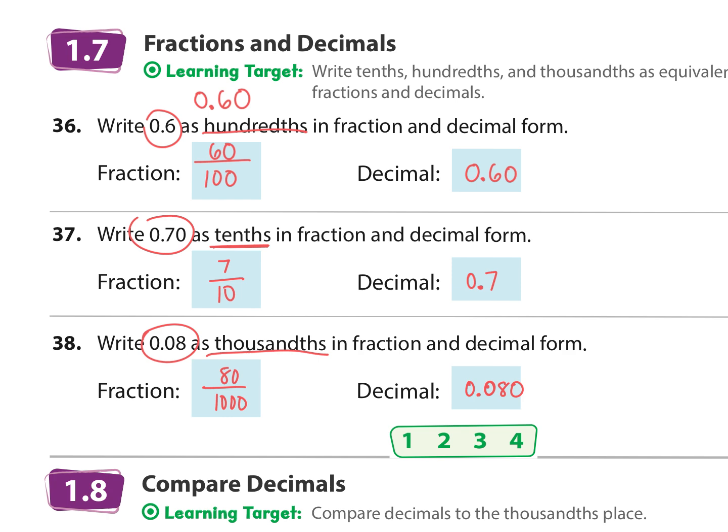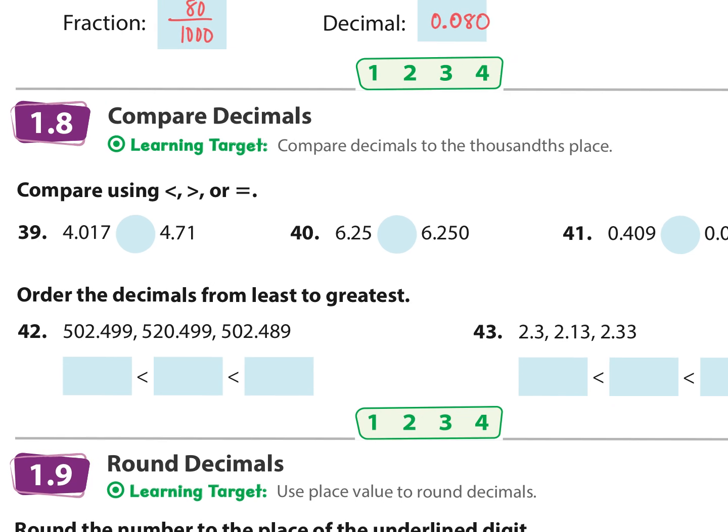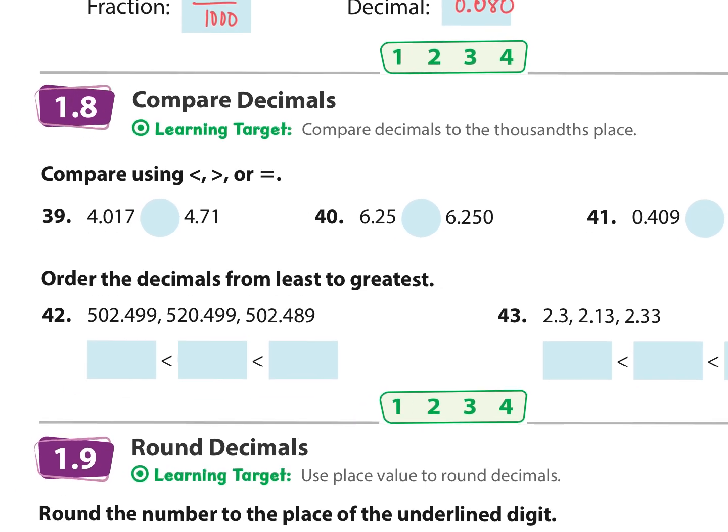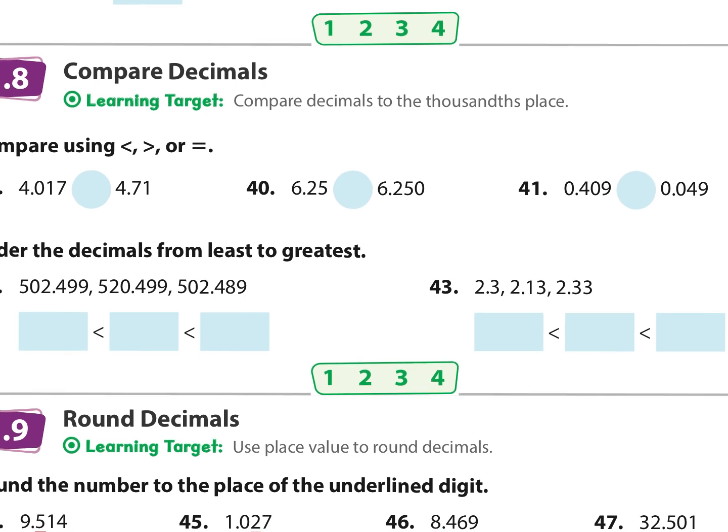Okay. How about 1.8 section, comparing? Do we need to go over any of these? Yes. 39 through 43, which ones? 42? Okay, 42 and 43. So we're going to get our pencils ready. We're going to start stacking our numbers. Okay, first thing I want to do is list the numbers that are given. So you should be in section 1.8 right now with me. We're going to stack those numbers that are given on number 42.